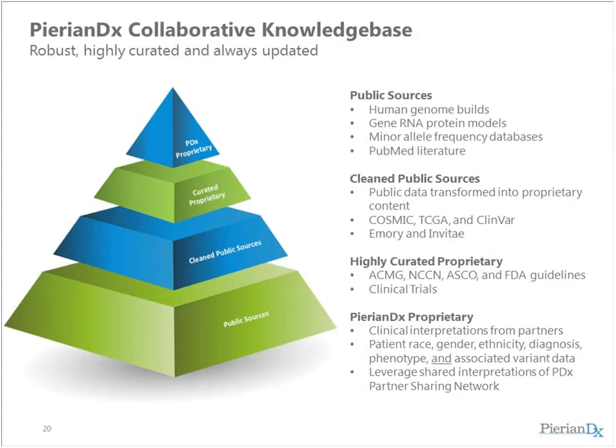The knowledge base is comprised of, at the very lowest level, publicly available sources, so human genome builds, gene mRNA protein models, minor allele frequency database information, and the published literature itself. There are sources that we then clean and curate, normalized to a standardized disease ontology, that include data from COSMIC, TCGA, and laboratories who release their results. We have highly curated information from sources such as NCCN and ASCO and FDA-approved labels, which is germane for the somatic cancer setting, as well as clinical trials.